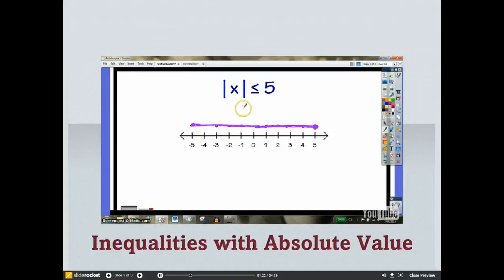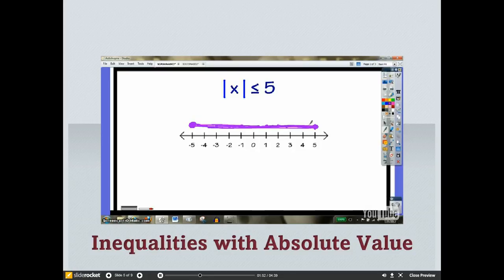Because if I take the absolute value of negative 5, I get 5, and 5 is less than or equal to 5. But if I go beyond that, like let's say negative 6, absolute value of negative 6 is 6, and 6 is not less than or equal to 5. So what I end up getting with this inequality is no arrows at all. I end up getting a starting point of negative 5, an end point of positive 5, and a line in between.